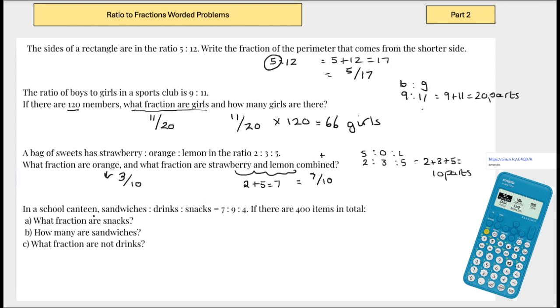So in a school canteen, sandwiches, drinks and snacks are in the ratio 7 to 9 to 4. If there are 400 items in total, what fraction are snacks? How many are sandwiches? What fraction are not drinks? So I'm going to say this is a 3-mark question off the top of my head. So step 1. 7 plus 9 plus 4 equals 20 parts. So we have 20 parts.